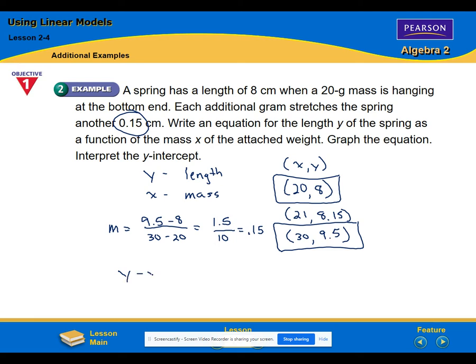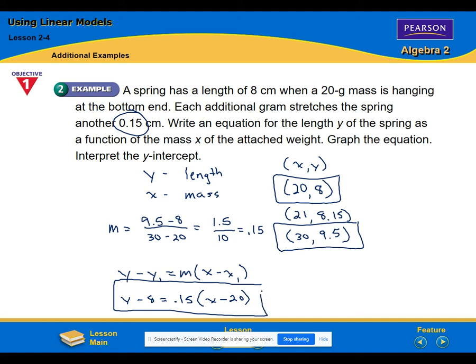Now what? Well, what would be convenient is this. Since we have a slope and a point, multiple points, we could use point slope form. And I can write y minus 8 is equal to 0.15 times (x minus 20). Okay, that's in point slope form.